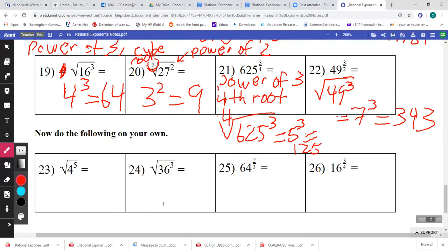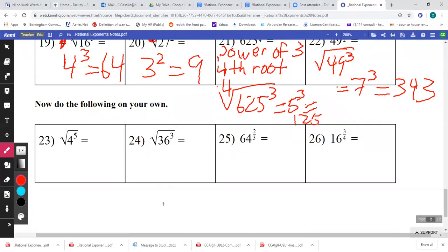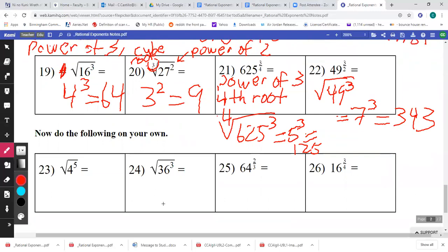So 23, remember that here they're asking you to take the square root of 4 and take it to the 5th power. So what's the square root of 4? Think about that in your head. Well, that's just 2. And so this is 2 to the 5th power. And 2 to the 5th power is 2 times 2 times 2 times 2 times 2. That's 32.